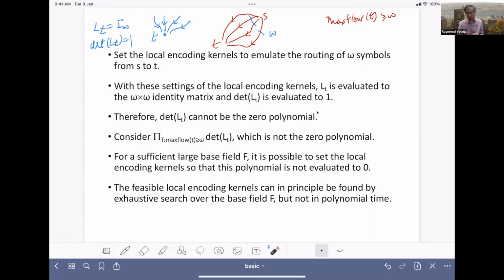So I've explained how we can show the existence of a linear multicast. However, finding such a linear multicast could be computationally very expensive. If you use this approach, the computation required is not polynomial time. So next, I'm going to show you an efficient way of constructing a linear multicast.